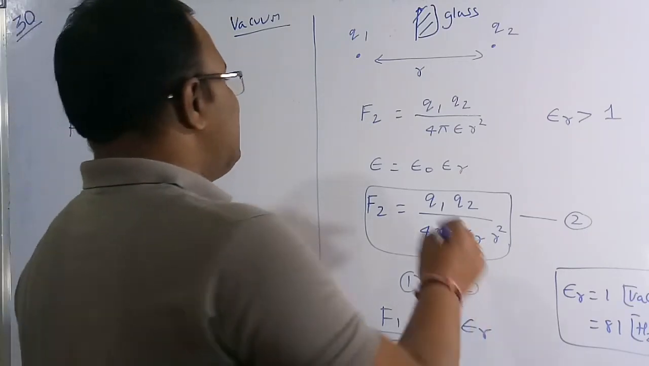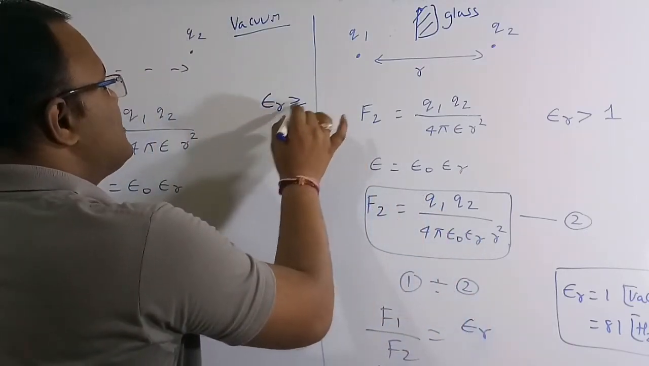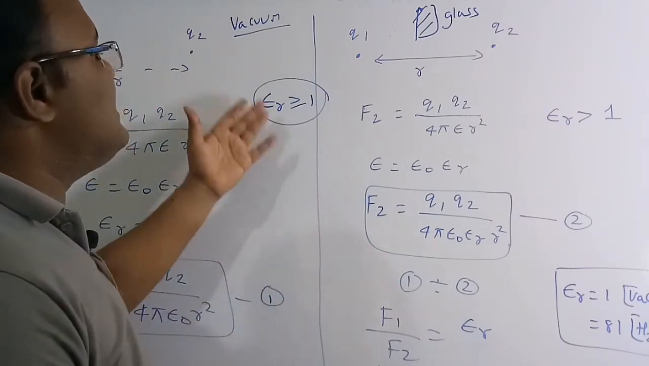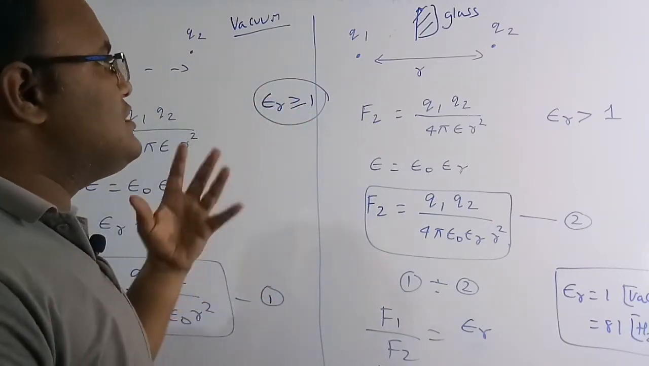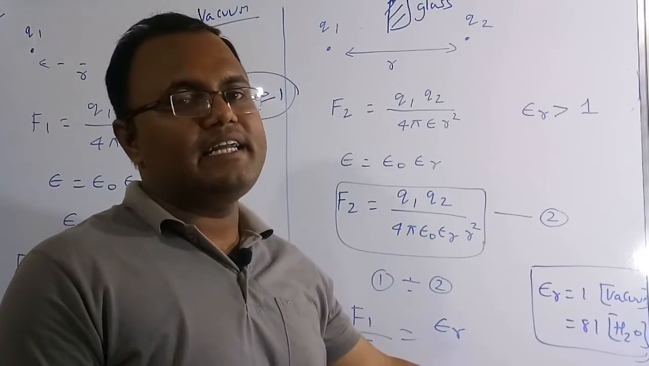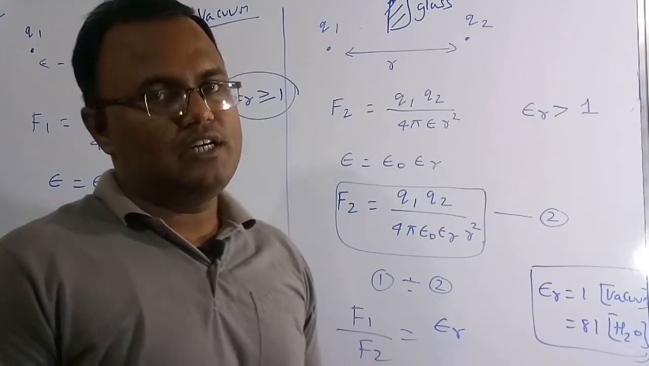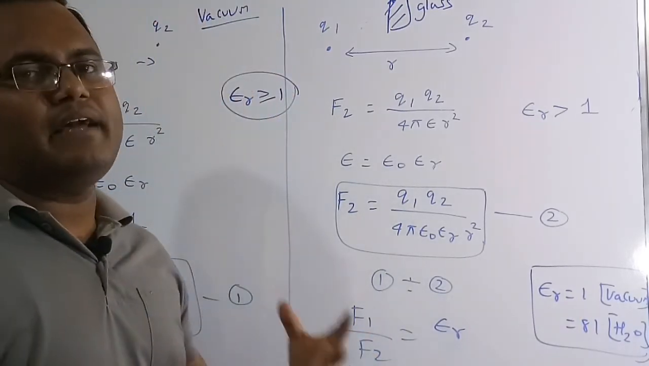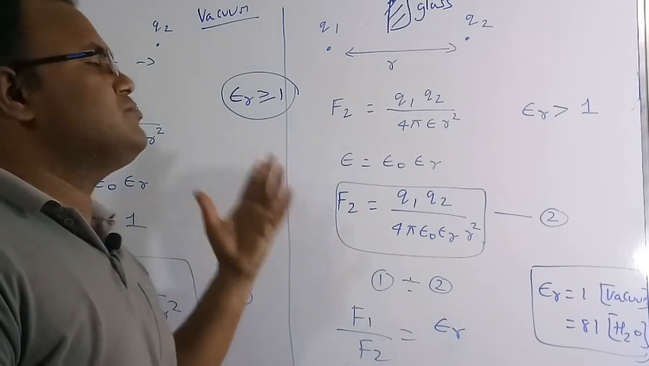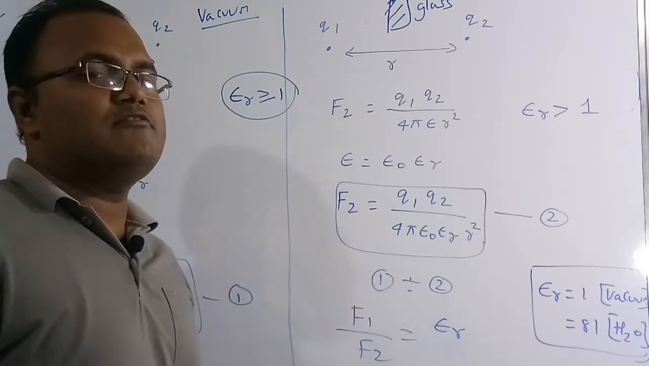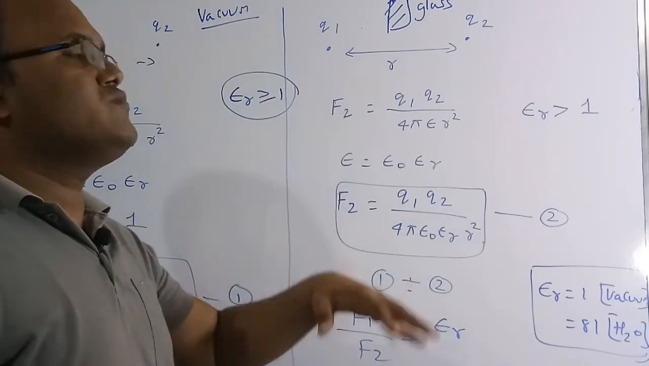The range of the relative permittivity is always greater than or equal to 1. Its value is 1 for vacuum, free space or air, and it is equal to 81 for water. These are the two general cases. If you take any other medium except vacuum or air, the epsilon r value will always be greater than 1. Therefore, as the epsilon r value increases, the force will decrease.